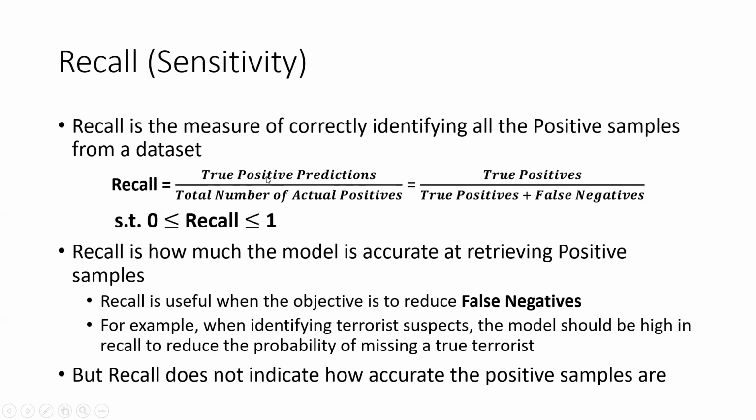So the true positive predictions are denoted by the true positives. The total number of actual positives can be represented by the true positives plus false negatives, right? The recall would also be a number between 0 and 1, right?